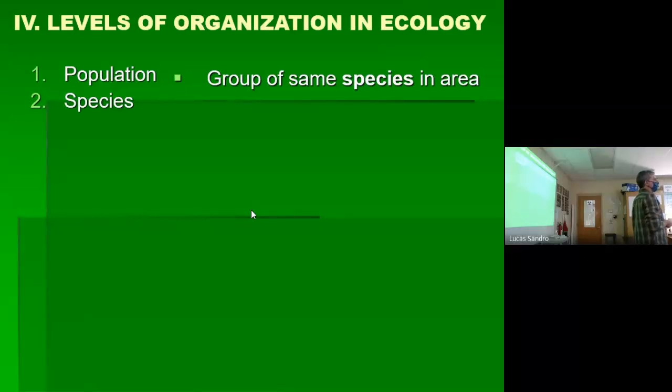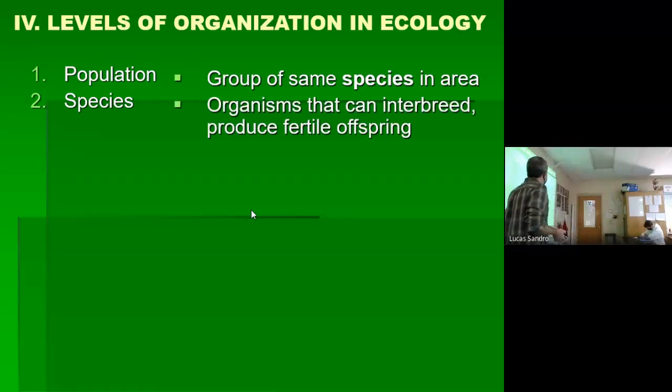Yes, because there's a chromosomal mismatch between horses and donkeys. They reproduce successfully, but then the mules can't. So adjust our definition a little bit, and we will call a species organisms that can interbreed with each other and produce offspring that can reproduce.